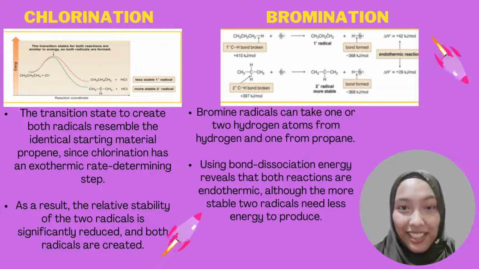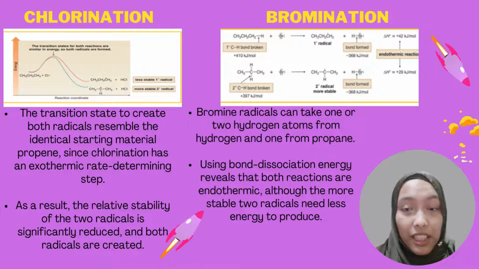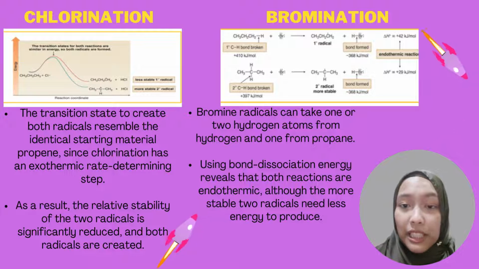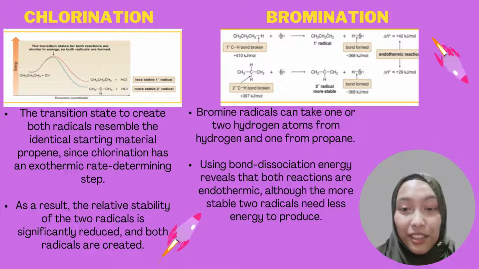Alright, we start with bromination. Bromine radicals can take one of two hydrogen atoms from propane. Using bond dissociation energy reveals that both reactions are endothermic, although the more stable 2° radical needs less energy to produce. To conclude, because the bromination rate-determining step is endothermic, single radical halogenation products win because more stable radicals generate faster.